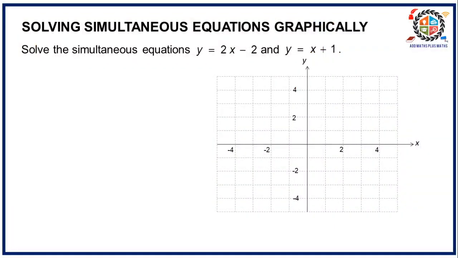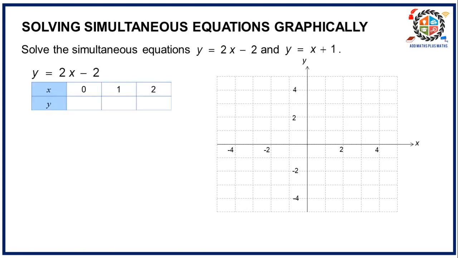First is solving simultaneous equations graphically. Solve the simultaneous equation y is equal to 2x minus 2 and y is equal to x plus 1. So we have two equations over here. If I am going to graph the two equations, I'll end up letting these two lines intersect at a certain point, and the intersection point will become the solution of the equations.